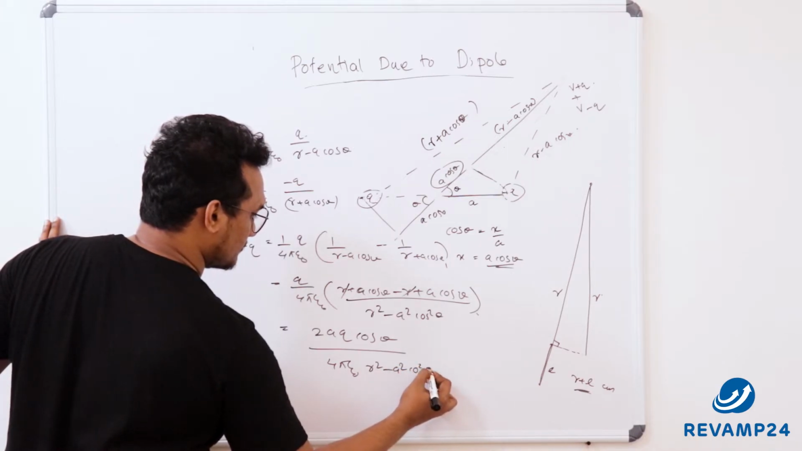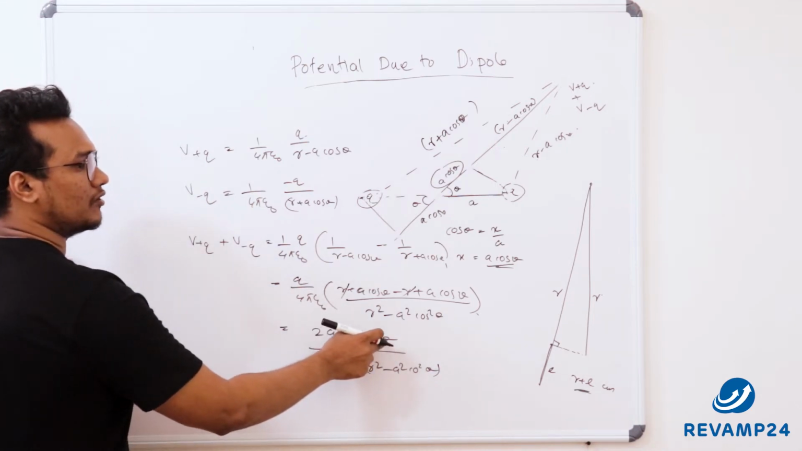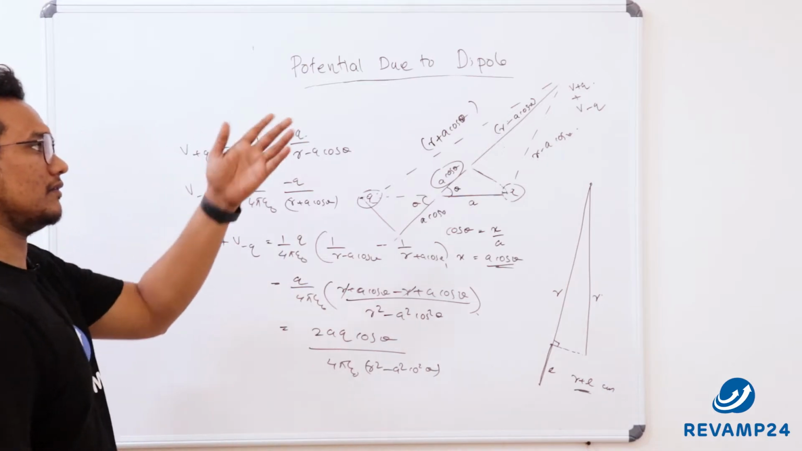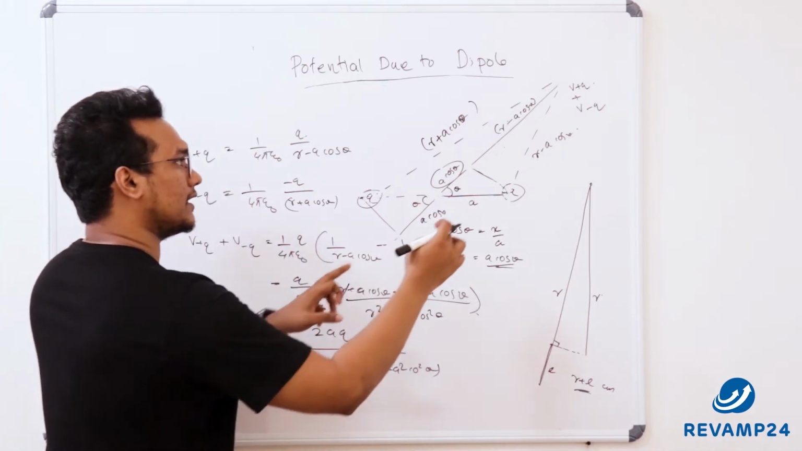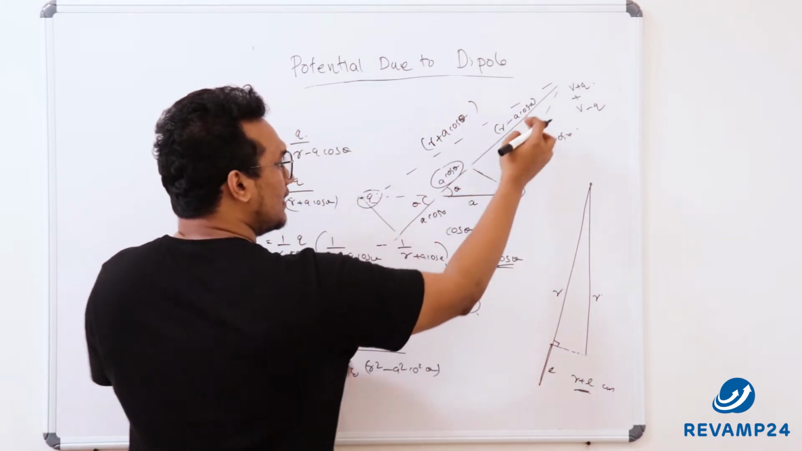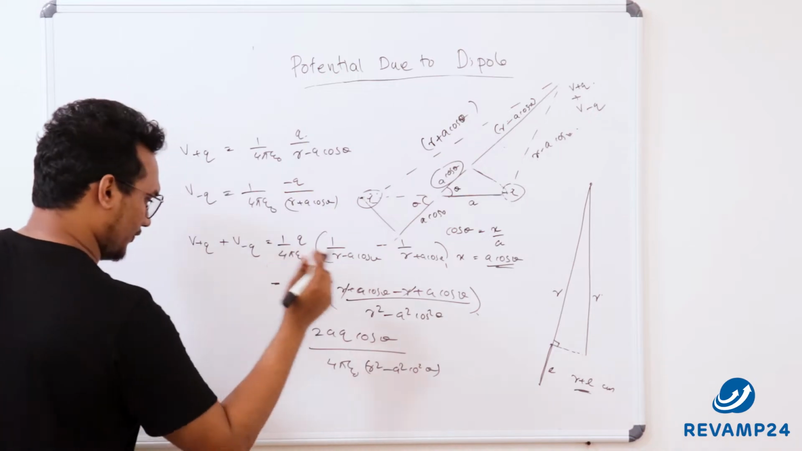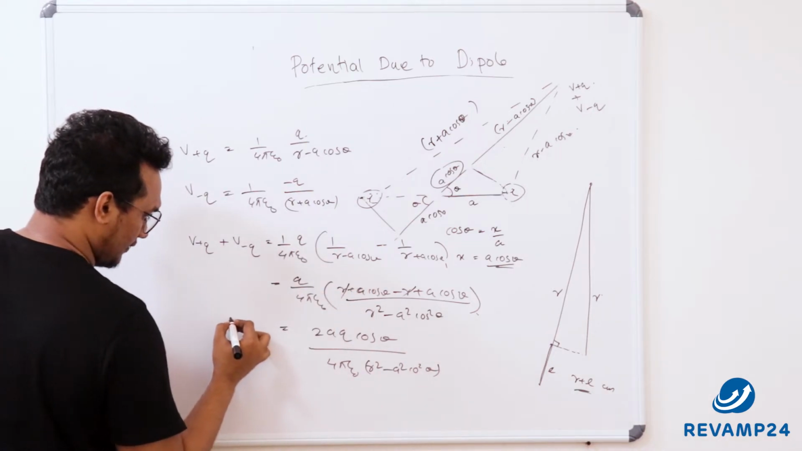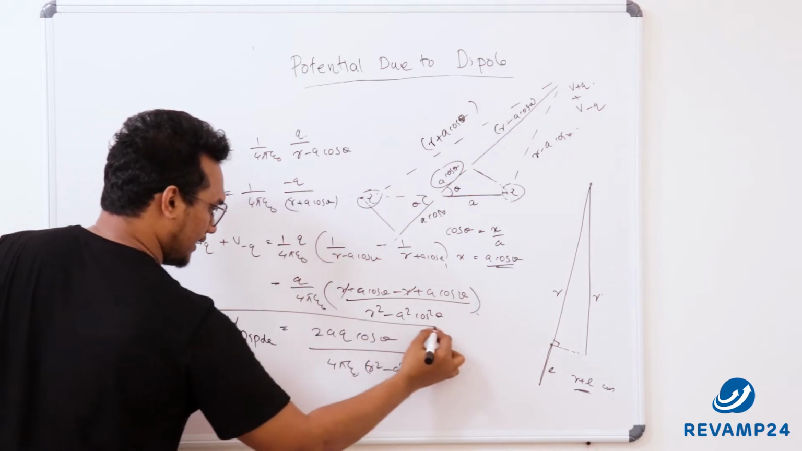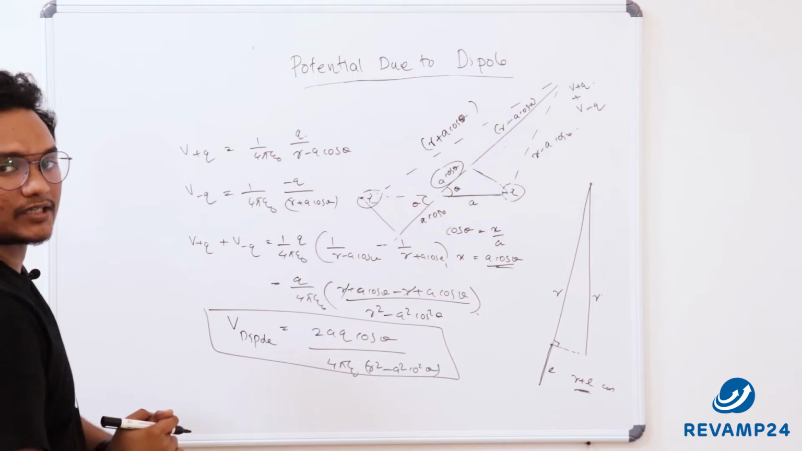Okay, so here you will have theta also, because that is how you can locate an arbitrary point. It will be given with distance and the angle that this vector makes with respect to q. This is a very important relation. Potential due to a dipole. It can be a 5 marker. Clear? Now how can I check whether this value is correct or not?